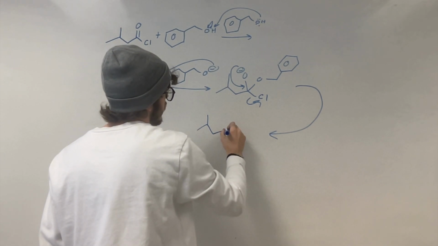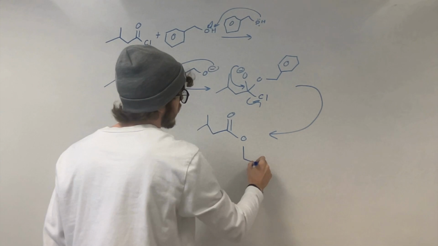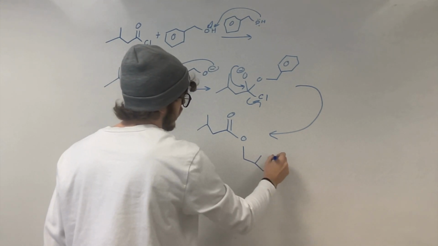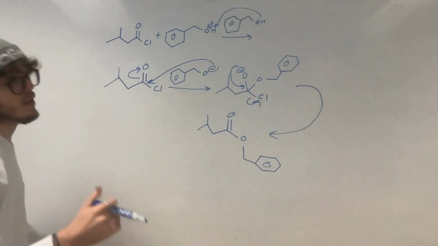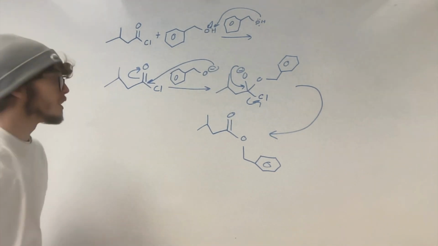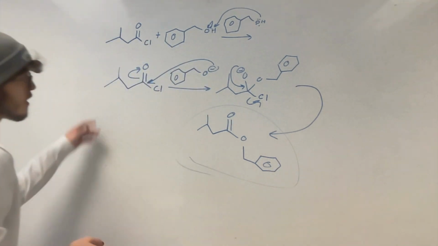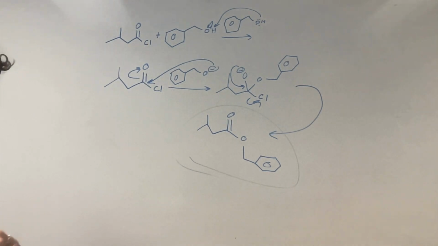reform the carbonyl. Chlorine's an okay leaving group. Or I should say, it's a good leaving group. It's like, okay, I'll leave, that's fine, bye. But this is our final product here, and that's the mechanism. Very simple. Let's get into the next problem.